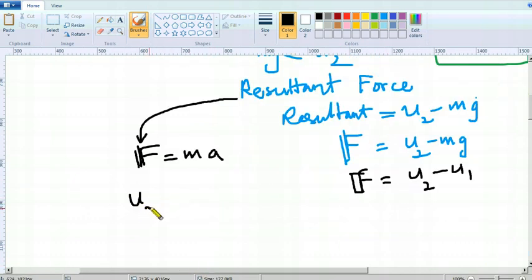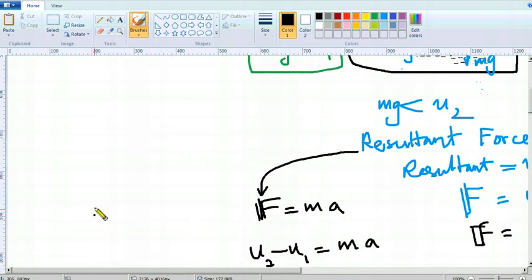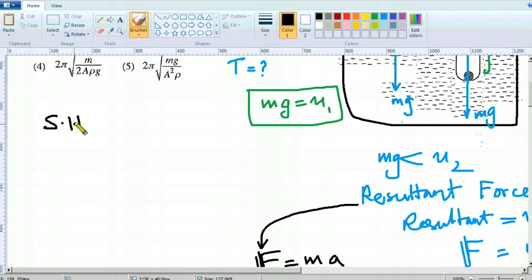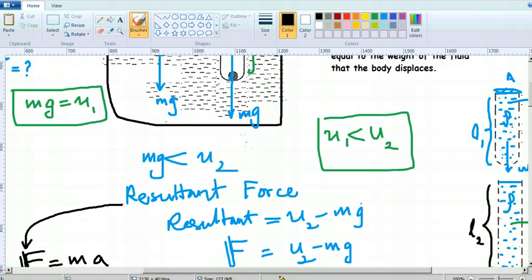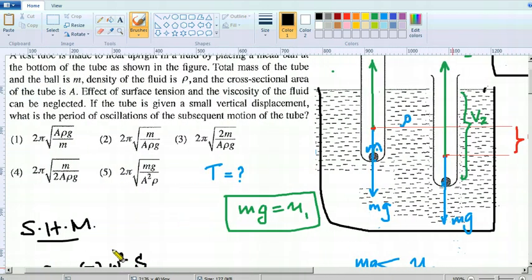F equals u2 minus u1 equals ma. So now what they ask is the period. So we have to go to simple harmonic motion now. So let's go to that simple harmonic motion. What is the equation? The basic equation: acceleration a equals minus omega squared s. S is the displacement. Which displacement? This one. This displacement we have to use here.